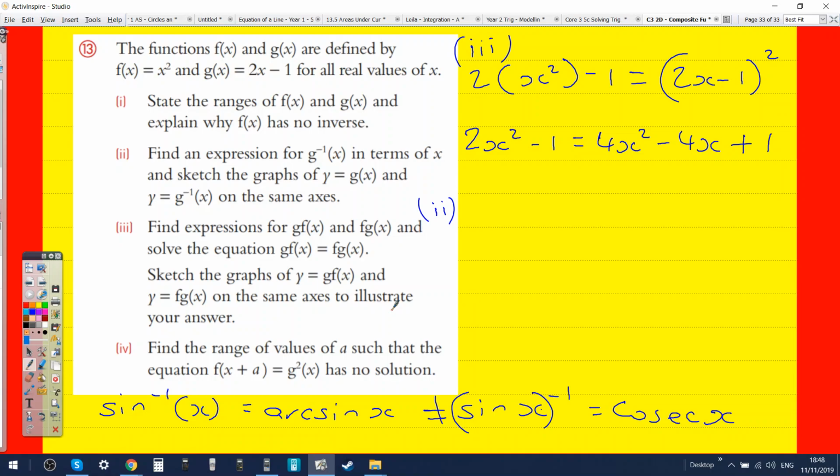Okay, so find an expression for it. So you would do the inverse. So you would make it y is equal to 2x minus 1. So you would do 2x equals... so y plus 1 equals 2x. And then you would do y plus 1 over 2 equals x. Yeah.